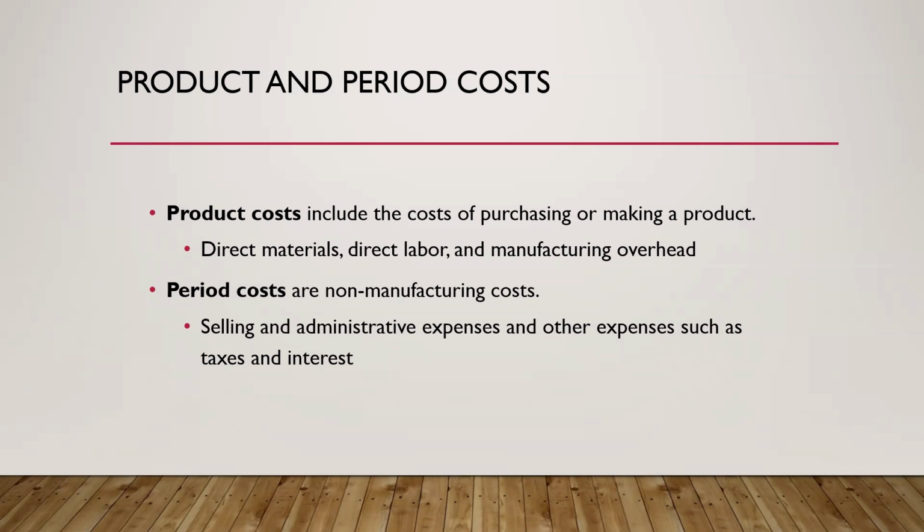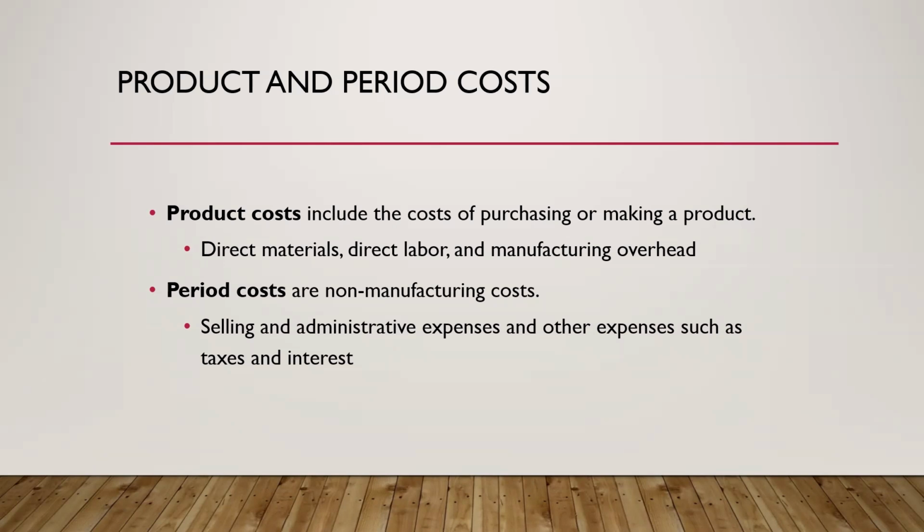Product costs are recorded as assets in the inventory accounts on the balance sheet when they are incurred. Now, the cost does not become an expense until the company has sold the inventory. At that time, the cost is reported as cost of goods sold on the income statement.